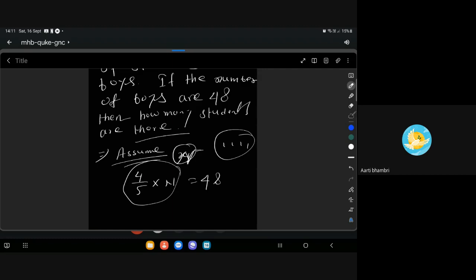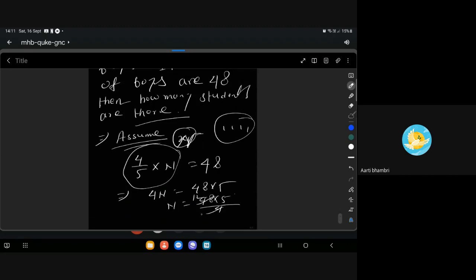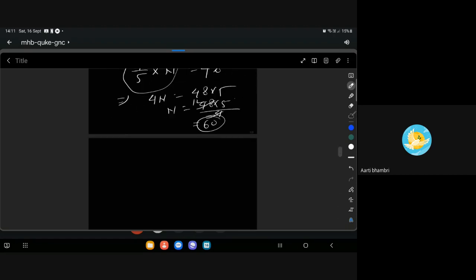As per our method, it is 4n/5. But they have told us that it is 48 also. So 4n/5 equals 48. So 4n equals 48 into 5. So n equals 48 into 5/4. Cancel it by 12. Then 5 into 12 is 60. So n equals 60. N was the total number of students. So total students is 60. Okay.